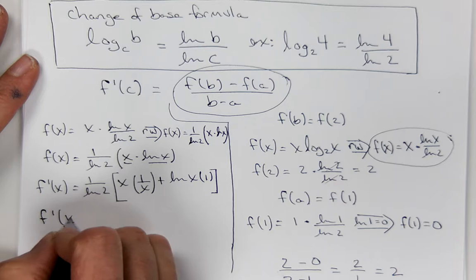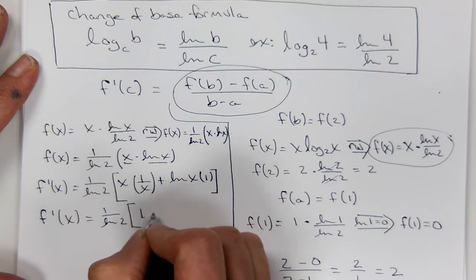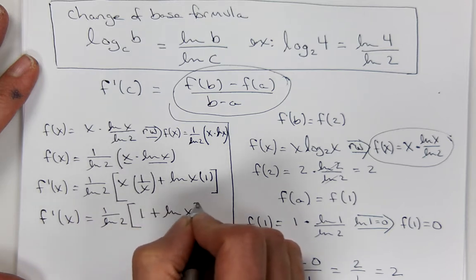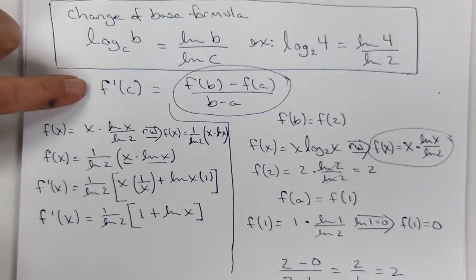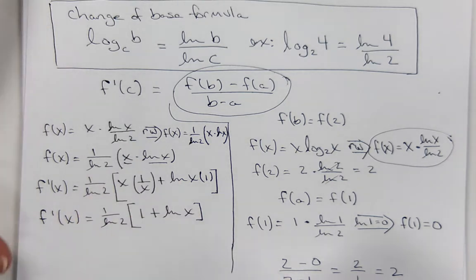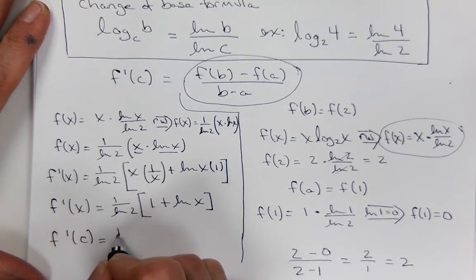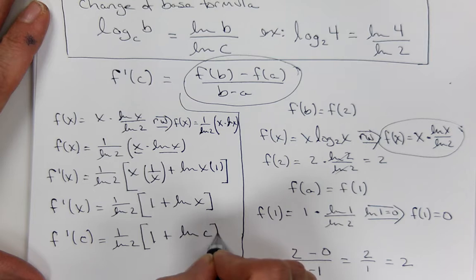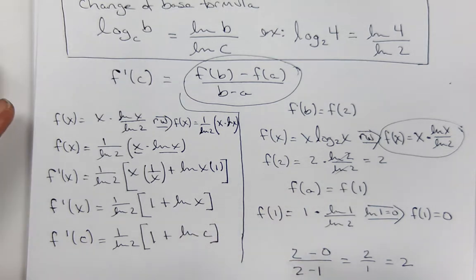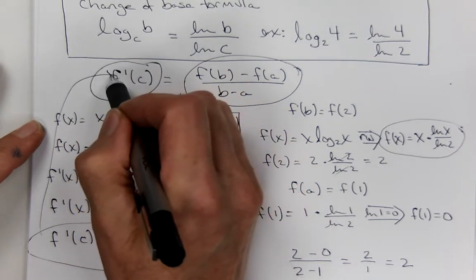So f prime of x, cleaning it up a little, is 1 over natural log 2 times 1 plus natural log x. So that's our f prime of x. We want f prime of c, and we know what that notation means. It means where x was, you put a c instead. So f prime of c is equal to 1 over natural log 2 times 1 plus natural log c. We put a c where x was. And all of this goes here. Oops, that was an ugly arrow, but you get it.